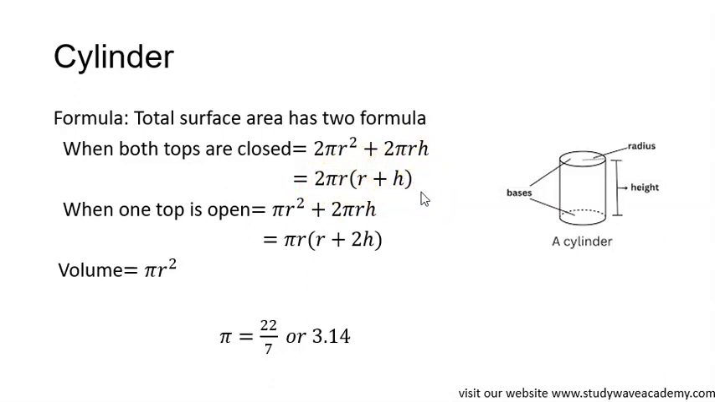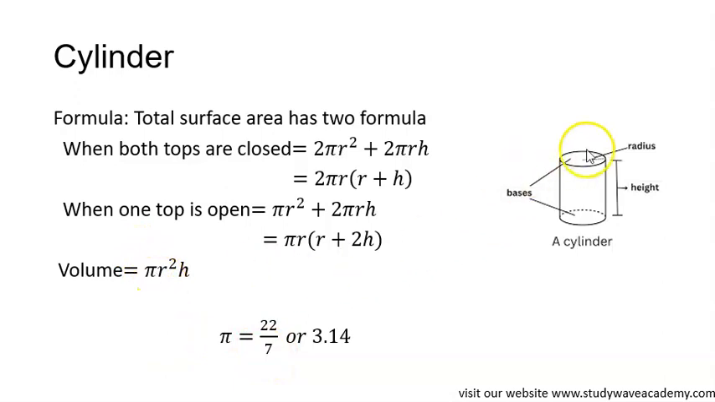Okay, and when one of the tops is open, to calculate the surface area, it is pi r squared plus 2 pi r h, which can be simplified as pi r bracket r plus 2h bracket close. Now to calculate the volume of a cylinder, it's pi r squared h, okay? Pi r squared h. Pi here, we're going to be using 22/7 or 3.14, but in today's lesson, I'm going to be using 22/7, okay?